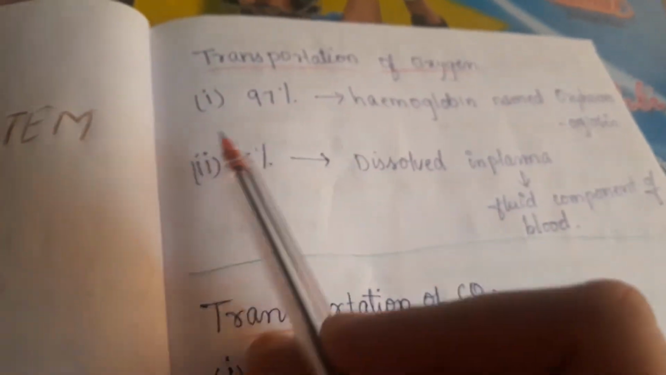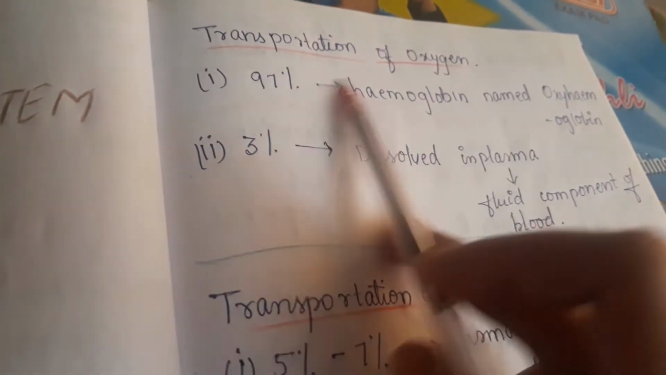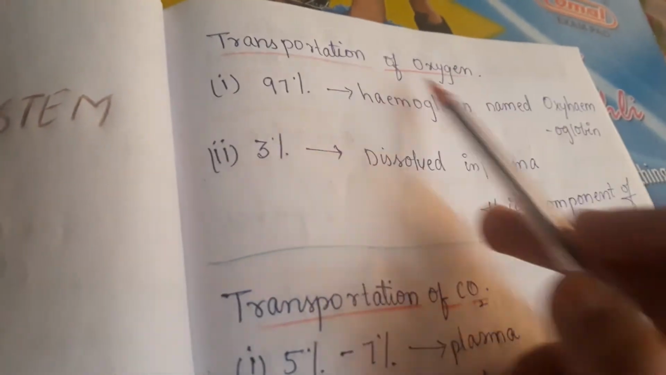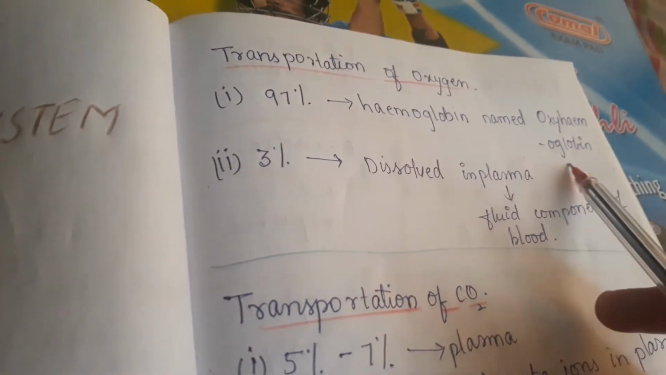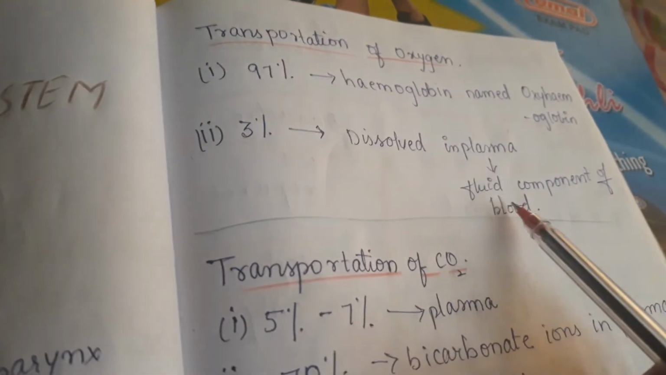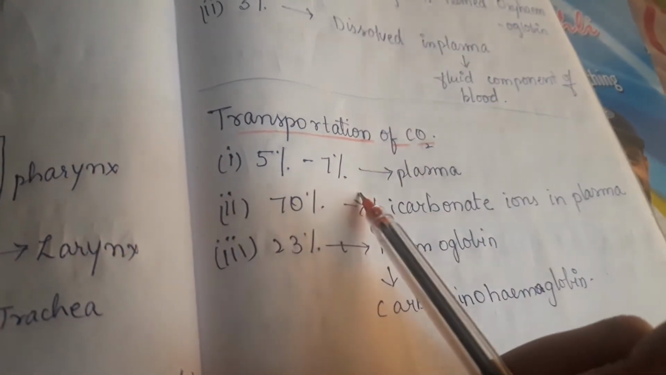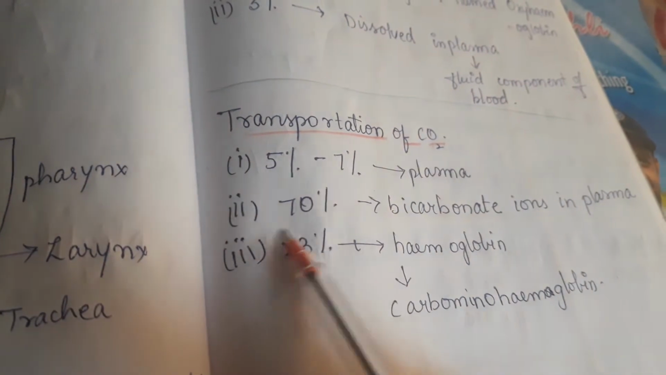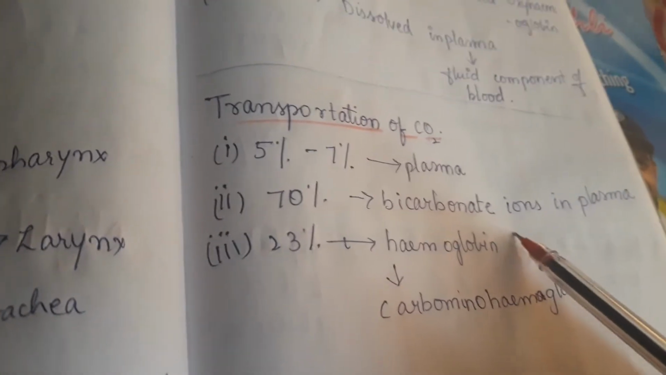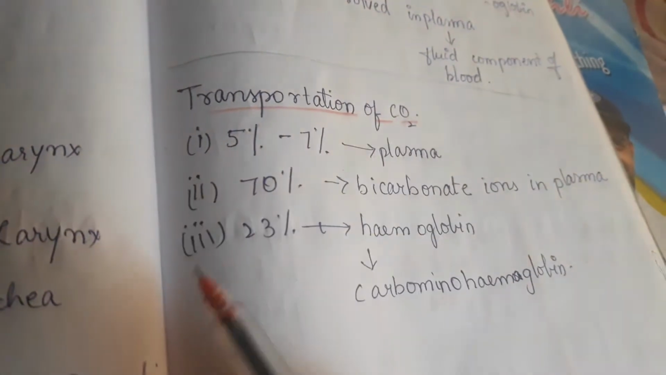Transportation of oxygen: 97% is done by hemoglobin, and when hemoglobin is combined with oxygen, we call it oxyhemoglobin, and the remaining 3% is dissolved in plasma. Plasma is nothing but the fluid component of blood. Now coming to transportation of CO2, 5 to 7% is done by plasma, 70% is done by bicarbonate ions in plasma. Both are done in plasma but by different methods. The remaining 23% is done by hemoglobin.